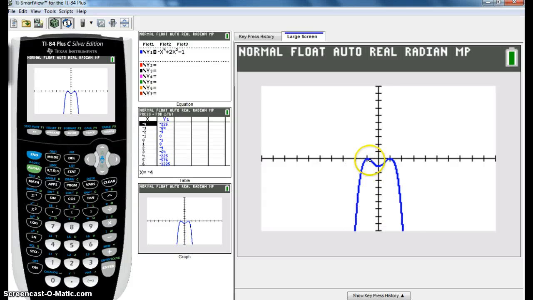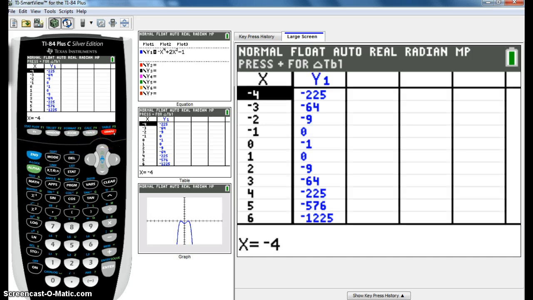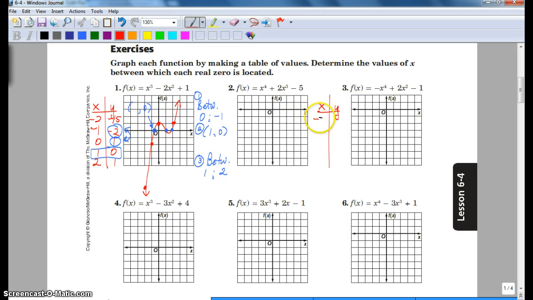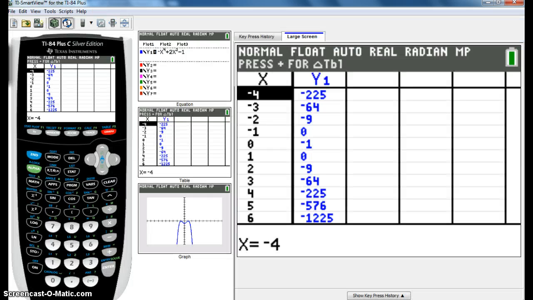So if I look at my graph, I will go ahead and use those values. So let me go back to my table. So -2, -1, 0, 1, and 2. And again, those outputs, -9, 0, -1.